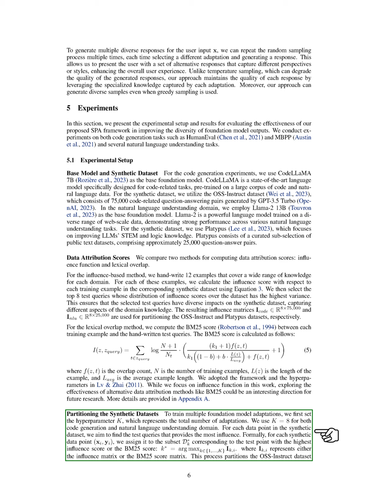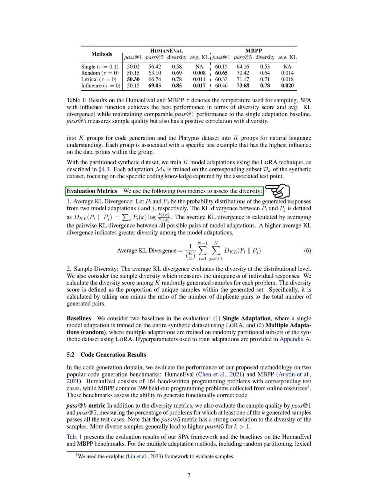Specifically, for each synthetic data point, we assign it to the subset that corresponds to the test point with the highest influence score. This process divides the OSS-Instruct dataset and the Platypus dataset into k groups, each linked to a specific test example that significantly impacts the data points in that group. With our partitioned synthetic dataset, we proceed to train k model adaptations, focusing on the specific coding knowledge associated with each test point.